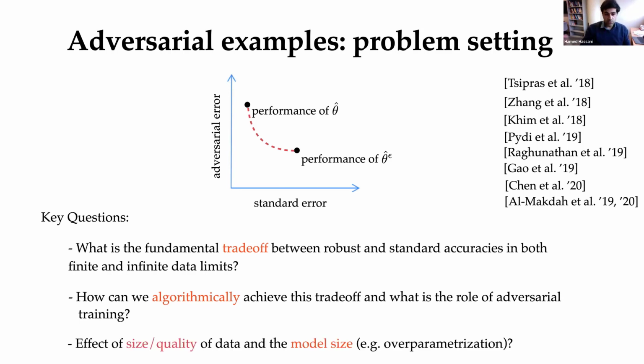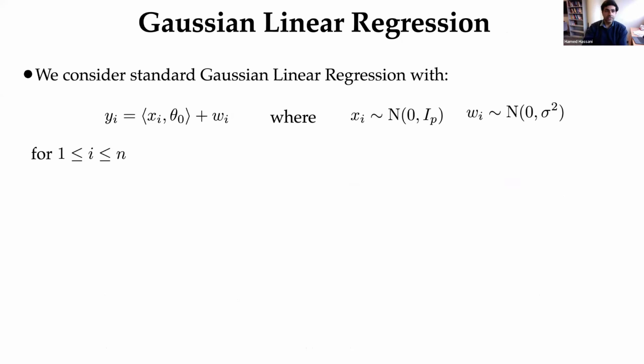And the third question is, what's the role of other factors in this setting, like the size and quality of data, the model size, the hypothesis class, over-parameterization, and so on. We're going to answer these questions in the context of a problem setting called Gaussian linear regression. It's one of the simplest settings in machine learning, yet one of the most foundational and central. Let me quickly explain what Gaussian linear regression is.